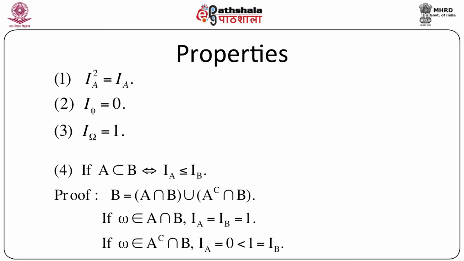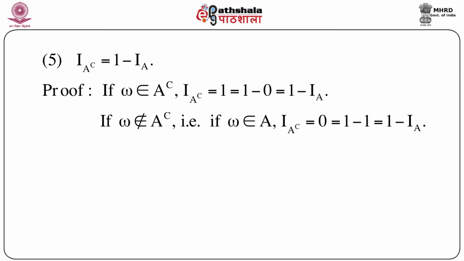Now let us consider another property of the indicator function with respect to A complement, and the property is I of A complement is nothing but 1 minus IA. Again, the proof is extremely simple. That is, if omega belongs to A complement, by the definition of the indicator function, I of A complement equals 1. Now we can write 1 as 1 minus 0.